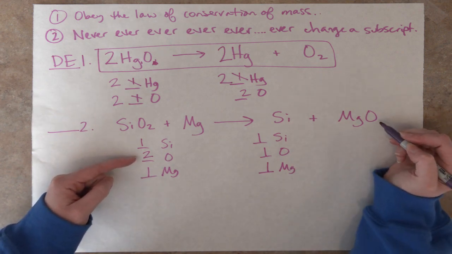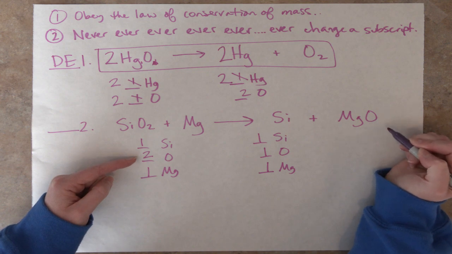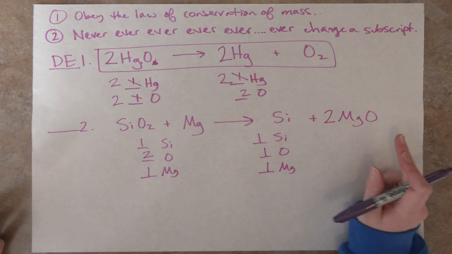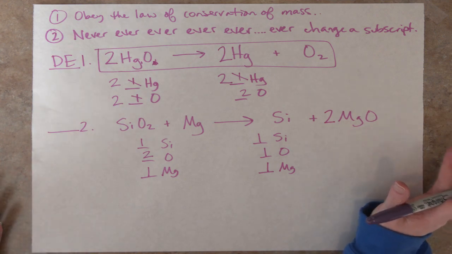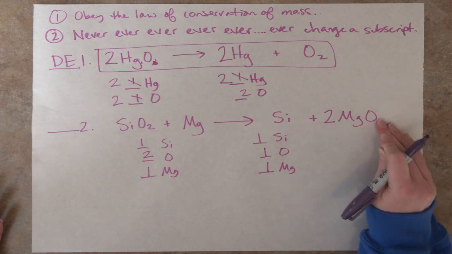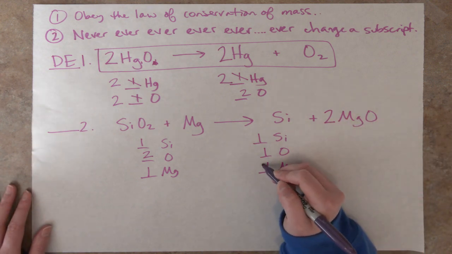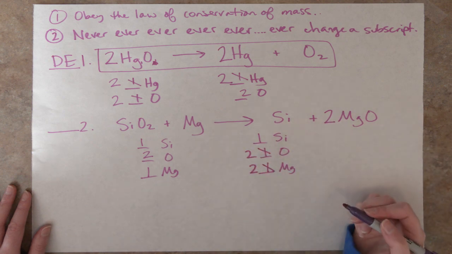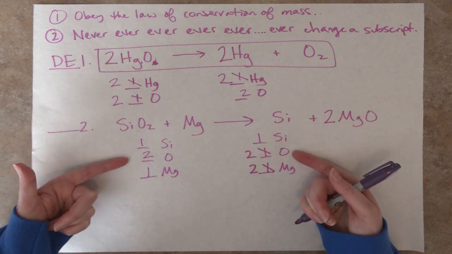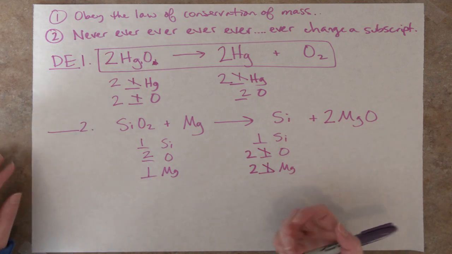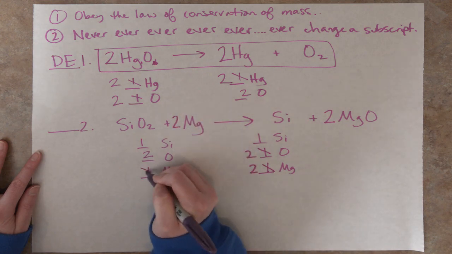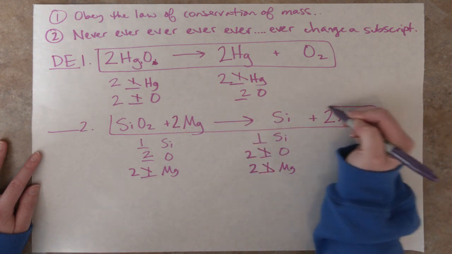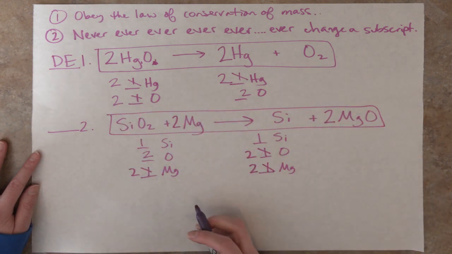Again, the thing that people usually want to do wrong is they usually just want to change the subscript. They don't like writing the coefficient because the coefficient changes 2 things, and they think to themselves, but I just want to change 1. But please don't give in. Don't change those subscripts. So when I add the coefficient, I now have 2 magnesiums and 2 oxygens. So now silicon match, oxygen match, and magnesiums don't. So I need a 2 right here to fix my magnesiums. Everybody matches. I have obeyed the law of conservation of mass. I did not change any subscripts.